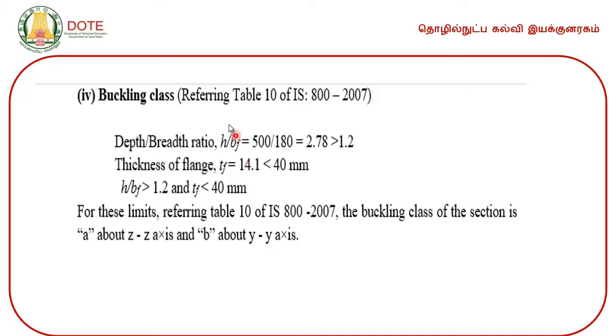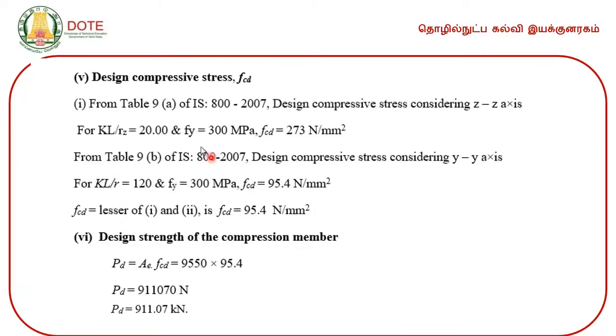So, for the section given, the buckling class is A about major and B about minor. Now, having found the buckling classes of the given section, we have to find the design compressive stress fcd, and for that we have to refer to Table 9A from IS 800:2007. For the slenderness ratio KL by rz of 20 and the yield stress of the material, which is given in the problem as 300, we have to pick this value of fcd from Table 9A, and it is 273 Newton per millimeter square.